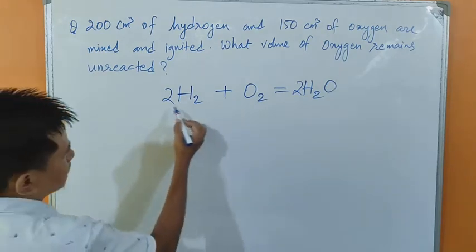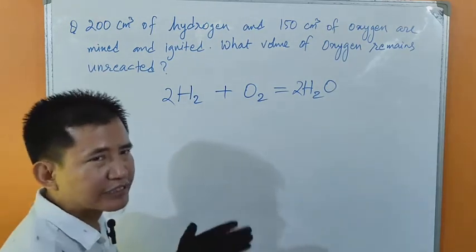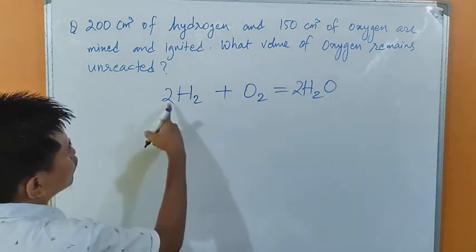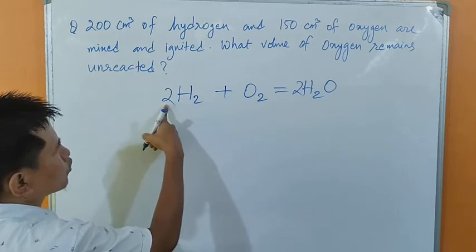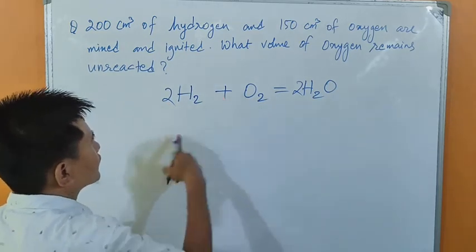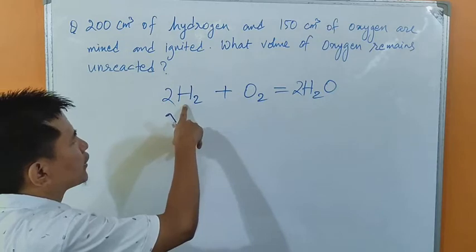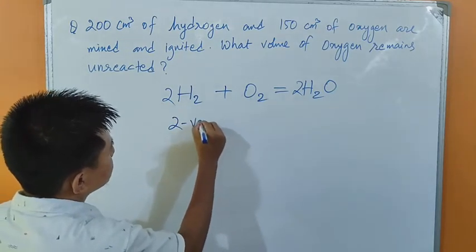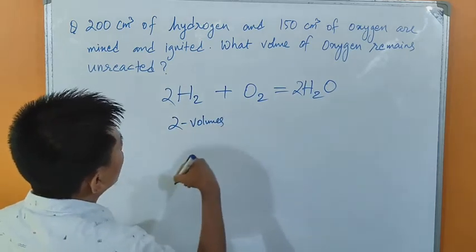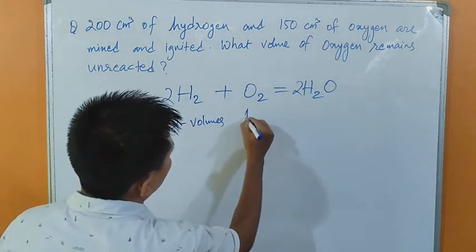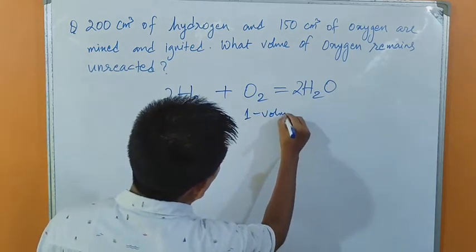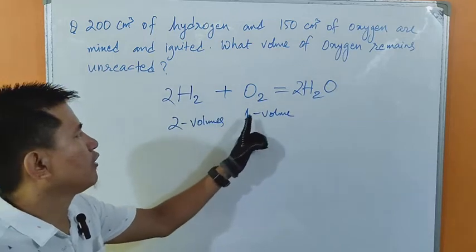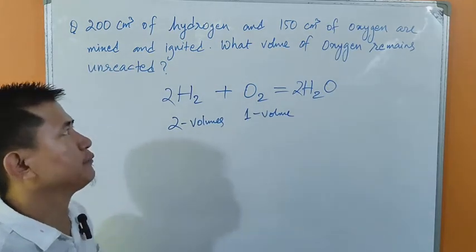Now, from this balanced equation, first of all our duty is to balance the chemical equation. Now, when the equation is balanced, we can see there is 2 in front of hydrogen, and there is 1 in front of oxygen. So, 2 volumes of hydrogen require 1 volume of oxygen for complete combustion, isn't it? 2 volumes of hydrogen require 1 volume of oxygen for complete combustion.